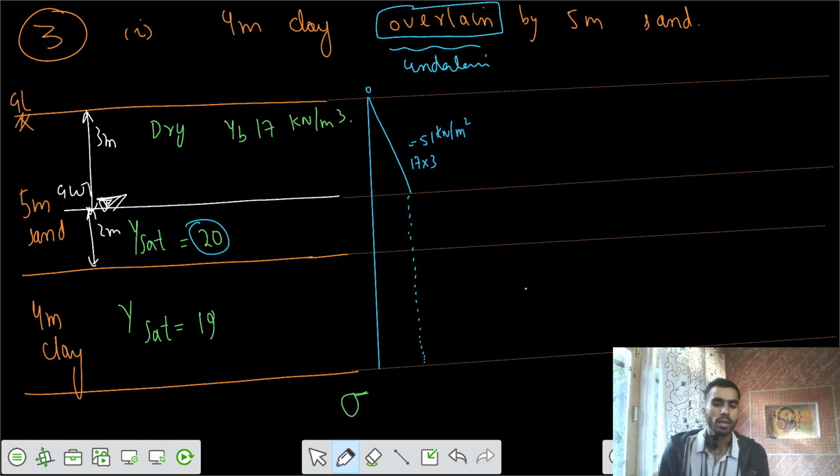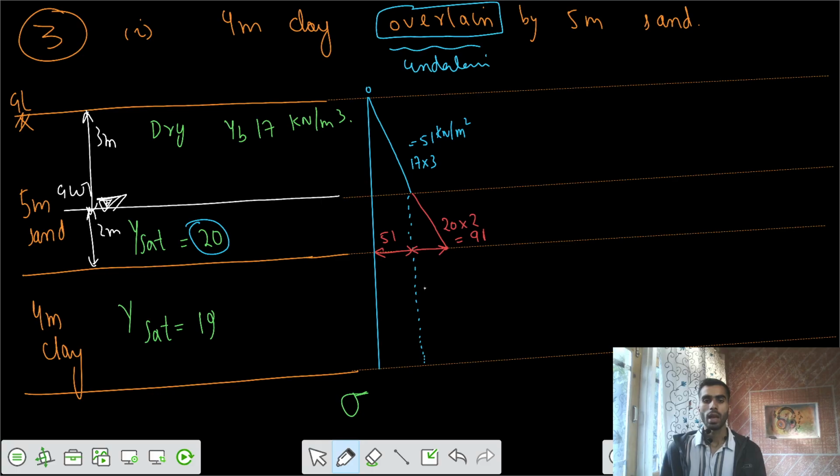After that there is gamma sat, gamma sat into 2. So we can write here we have this value of 51. So what is the increase now? This increase is actually 20 into 2, that is 40. So the final value would be equal to 51 plus 40, that is 91. So this part was your 51, and this one is your 40. So the final value is 91.